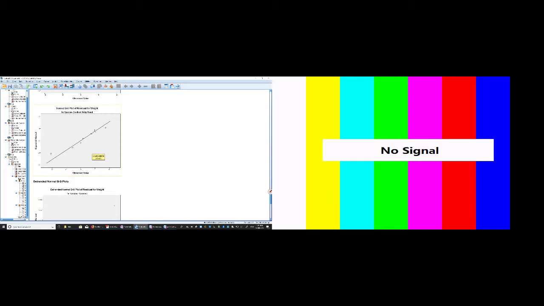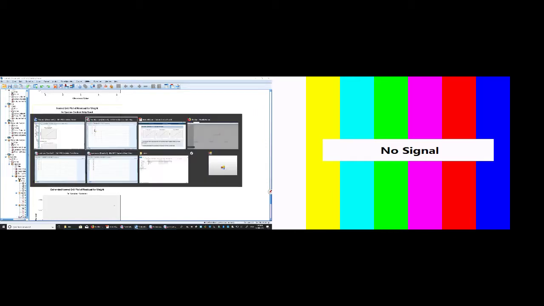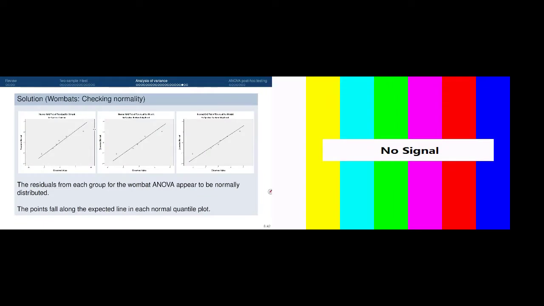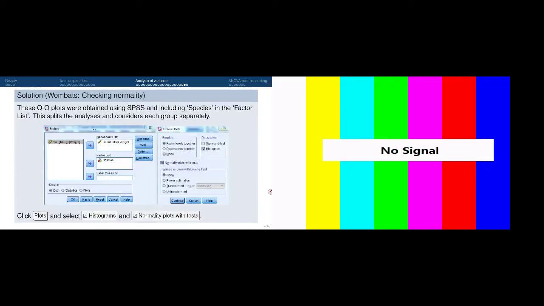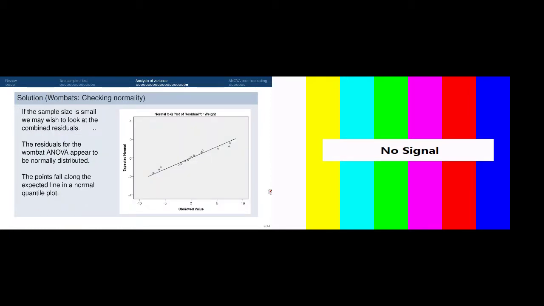So there's no obvious pattern there. I'm happy that they appear to come from a normal distribution. So that assumption for the test is met. All right, so that's just the process of getting the QQ plots.